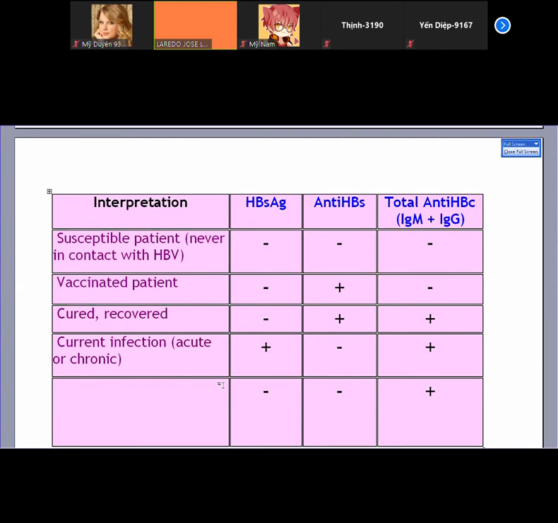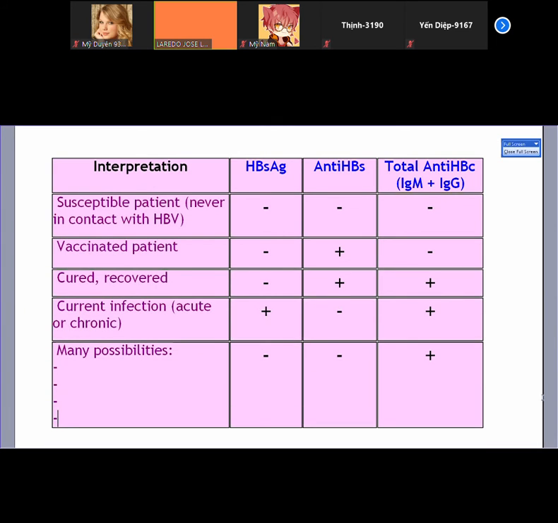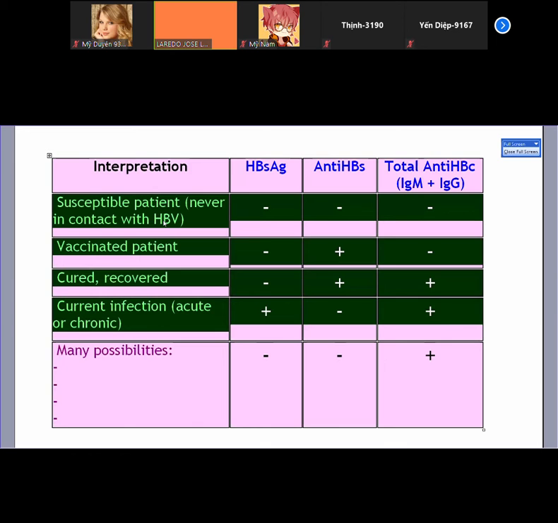So this profile may show different possibilities that we are not going to study. So this is an indeterminate profile. The other profiles, these four, must be understood perfectly, okay?